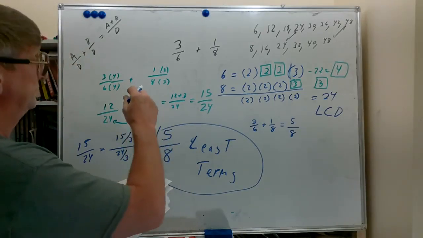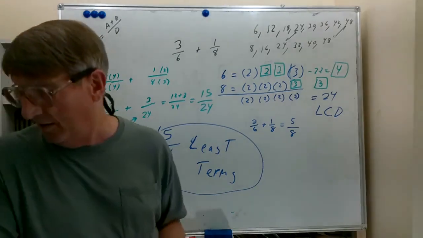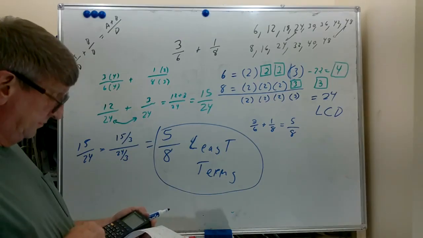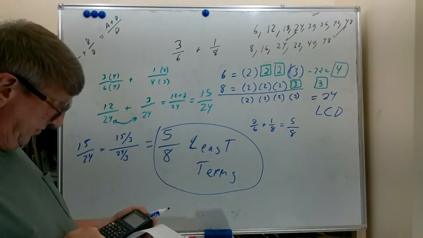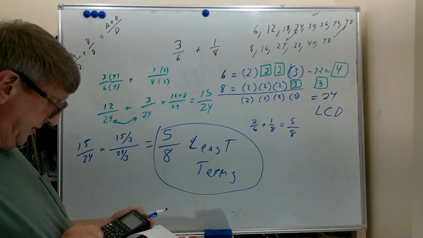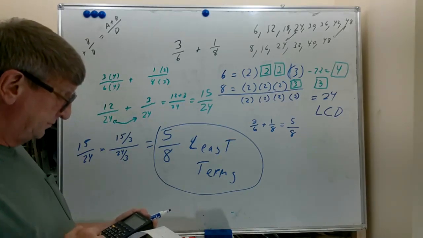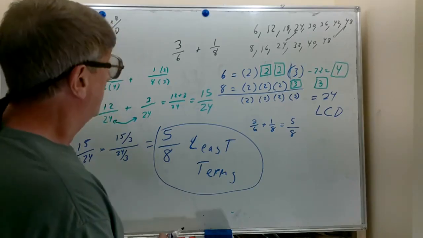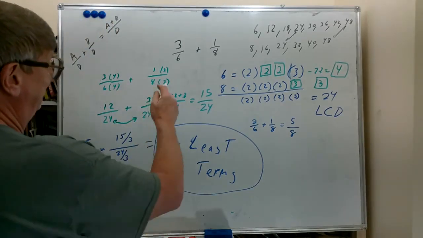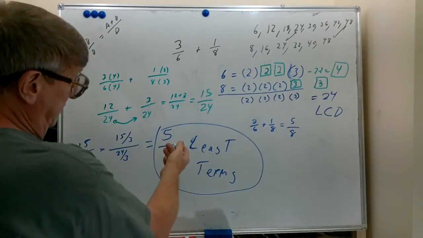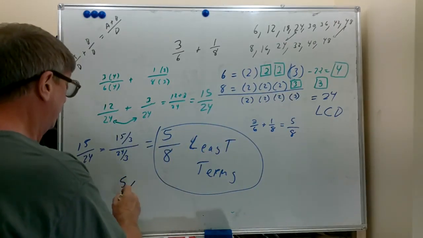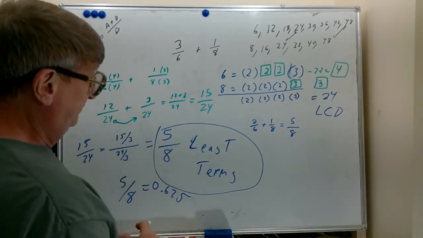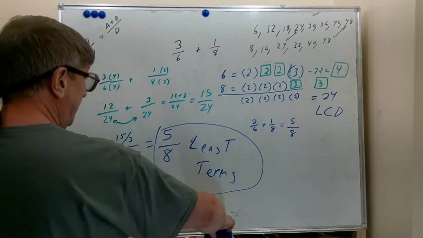I'm going to check it with my calculator just to make sure that it comes out like I thought it should. 3 divided by 6 plus 1 divided by 8. Yes, it comes out to 5/8. I checked that by converting these to decimals, adding them with the calculator, and going for 0.625, and 5/8 is in fact equal to 0.625. I know that from memory, but you would probably be able to do that in your calculator if necessary.